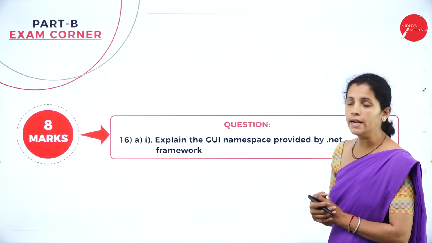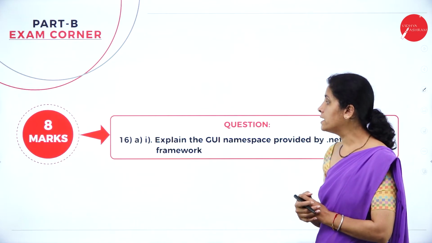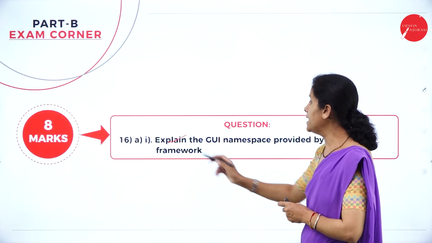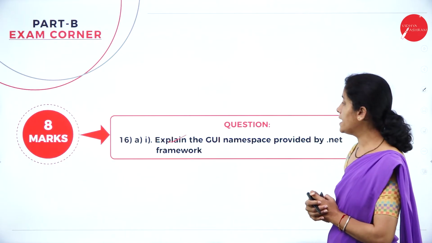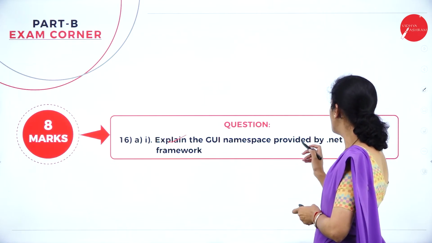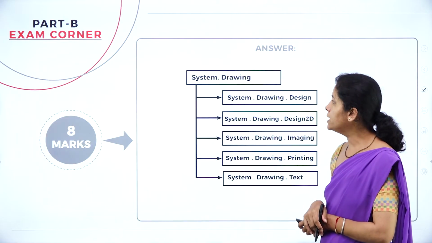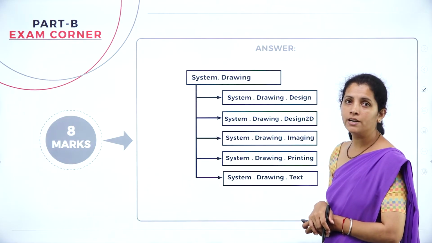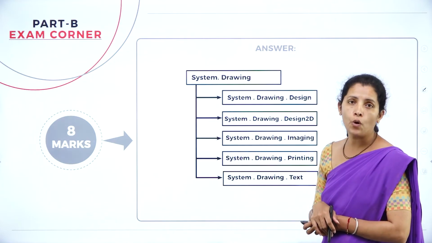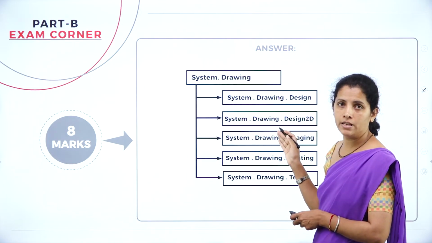Now, dear student, I'm going to have the 16th question. Under that, A, in that first main, explain the GUI. That is nothing but the graphical user interface namespace provided by the .NET framework. So dear student, if I consider the .NET framework, it provides System.Drawing. So this is the main graphical user interface.